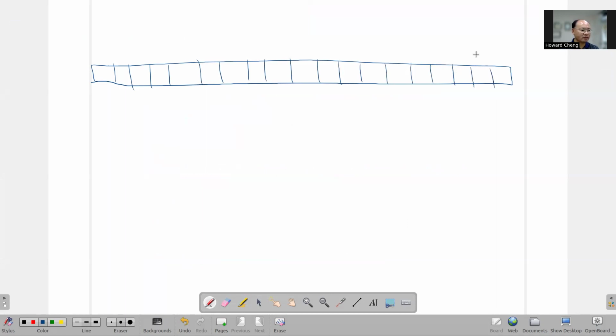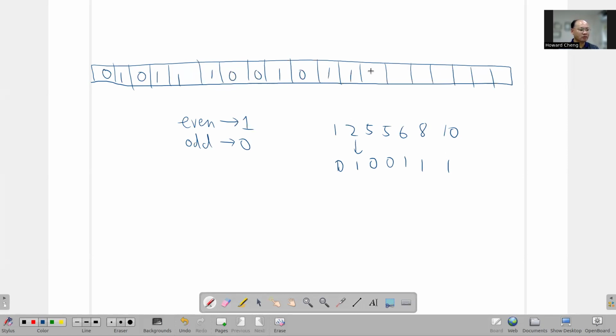And because I care about even numbers, not odd, I'm going to make even to be 1 and odd to be 0. So if the numbers are like, I don't know, 1, 2, 5, 5, 6, 8, 10, I want to convert it to 0, 1, 0, 0, 1, 1, 1, like this. So I'm going to have an array of 0 and 1, 1 being the even ones, 0s being the odd ones.